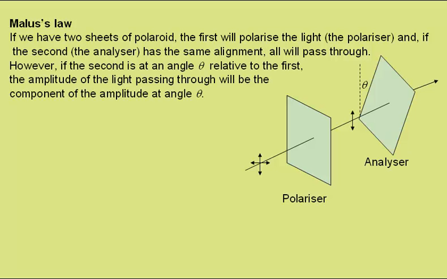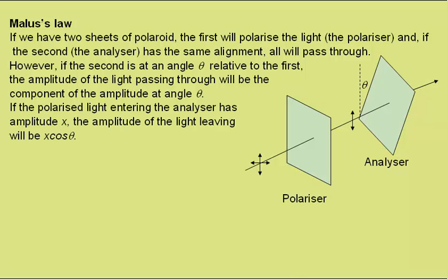However, if the second piece of Polaroid is at an angle theta relative to the first, the amplitude of the light passing through the second piece of Polaroid will be the component of the amplitude at an angle theta of the light entering the analyzer. If the polarized light entering the analyzer has an amplitude x, the amplitude of the light leaving will be x cos theta.